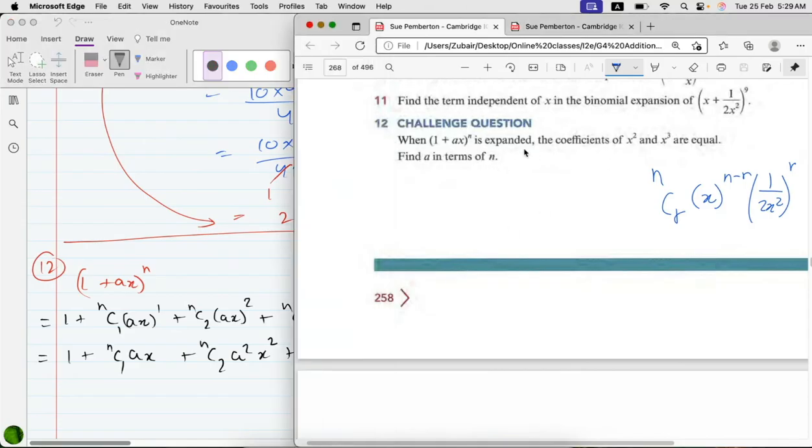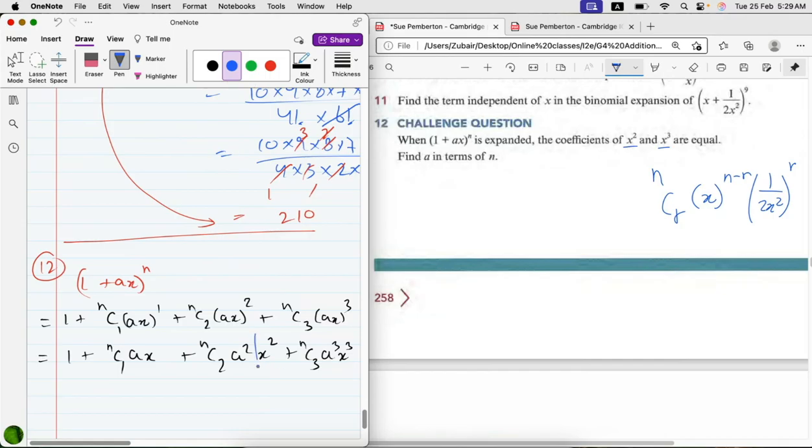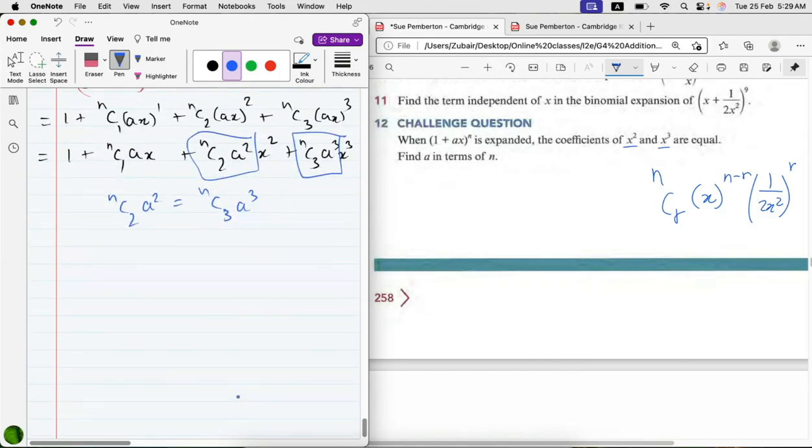Now the question says the coefficients of x squared and x cubed are equal. So the coefficient of x squared is this, nC2 a squared, which is equal to the coefficient of x cubed, which is this, nC3 a cubed. So we can solve this. If I divide them, nC2 divided by nC3 will be equal to a cubed over a squared. The right hand side is simply a, and the left hand side I'm expanding.